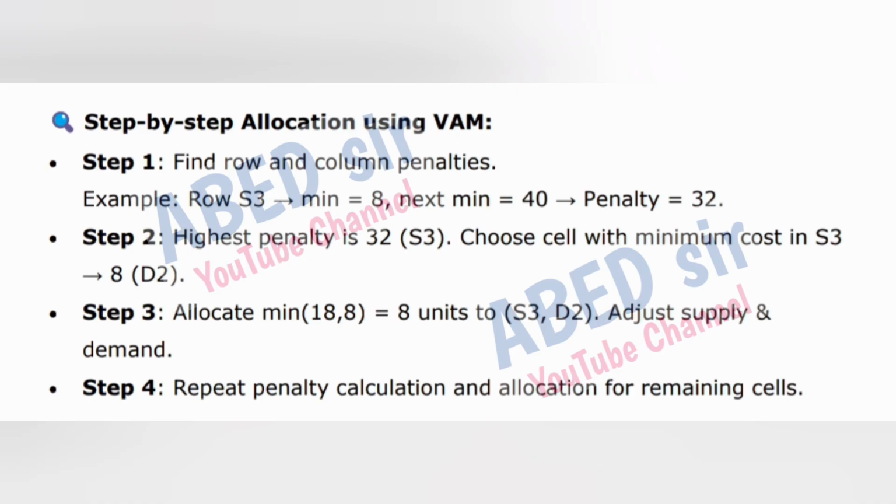Step 2. Highest penalty is 32, S3. Choose the cell with minimum cost in S3: 8, D2. Step 3. Allocate min of 18 and 8, which is equal to 8 units, to S3 D2. Step 4. Adjust supply and demand. Repeat penalty calculation and allocation for the remaining cells.